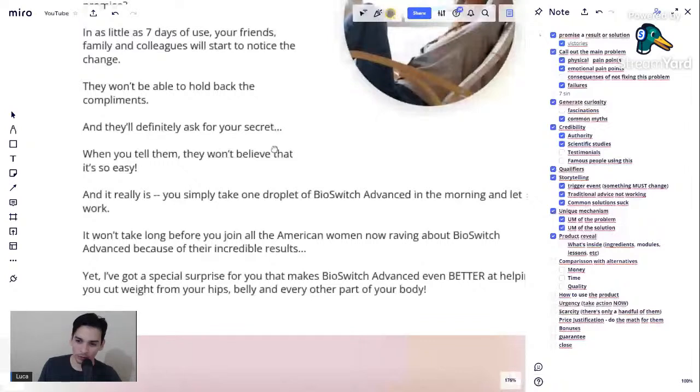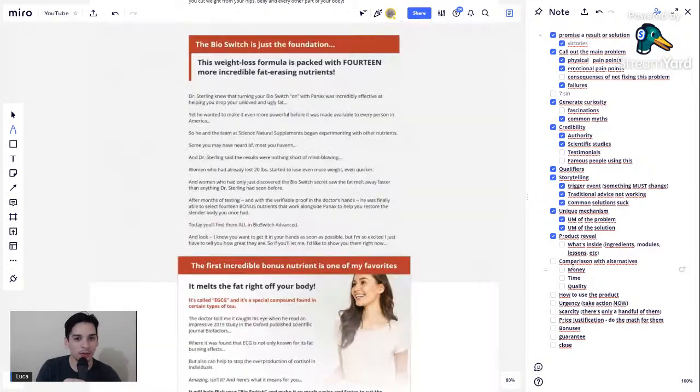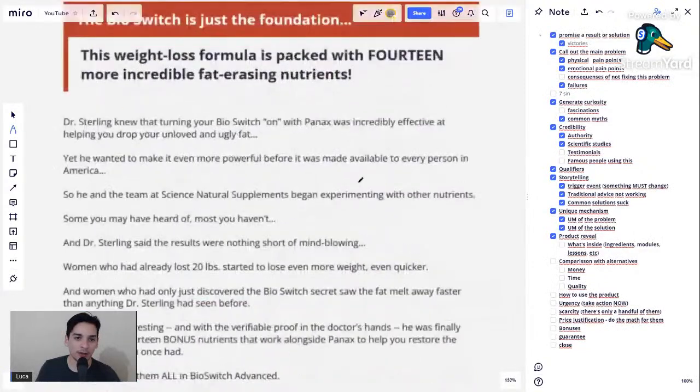So what I want to see is a comparison with alternatives. We kind of already had it when we were talking about the drugs. Well, maybe it didn't talk about drugs, but it talked about surgery, going to the gym, and trying other diets and that kind of stuff.